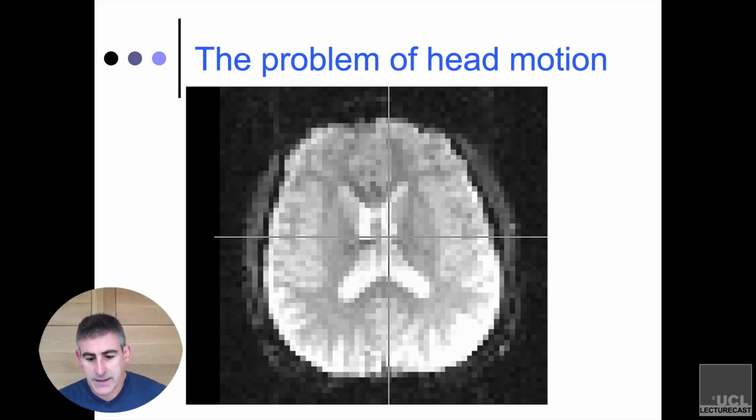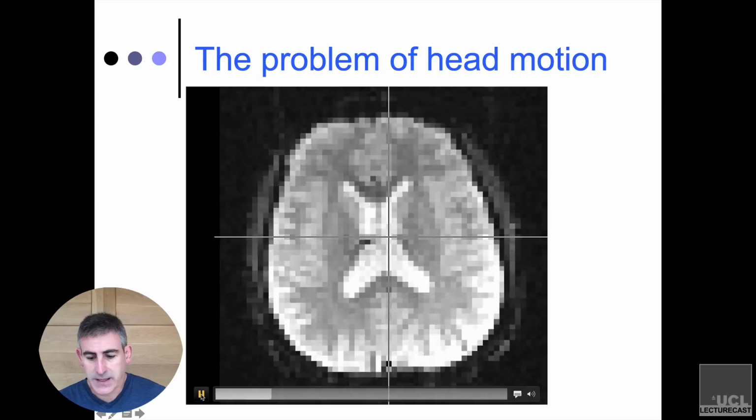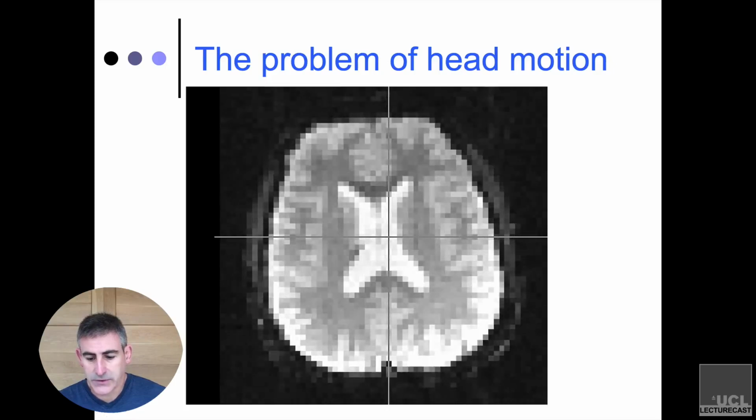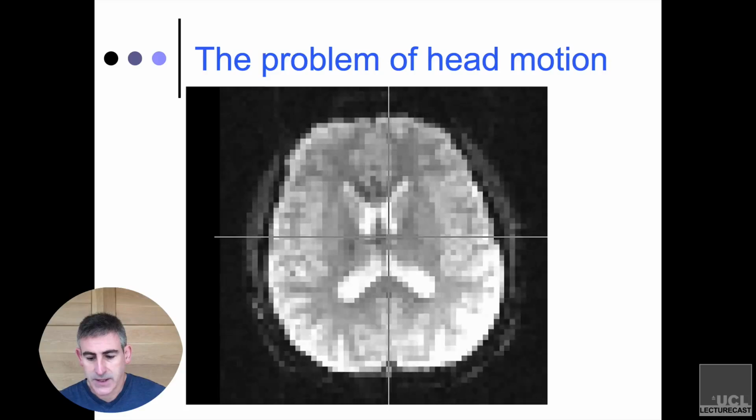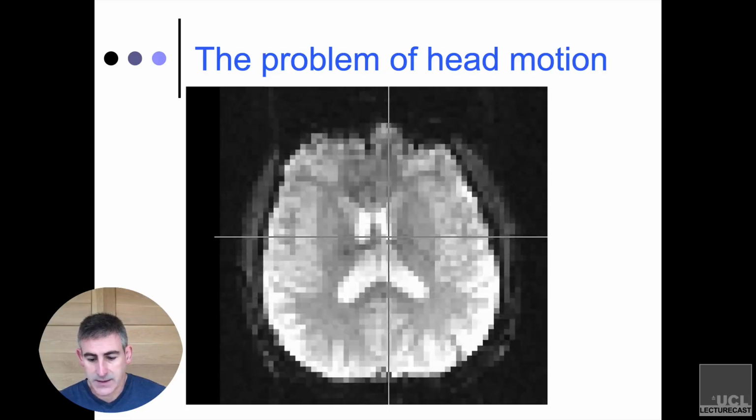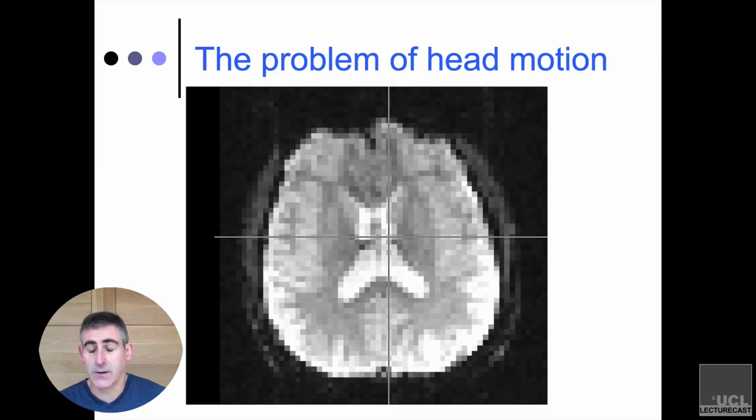So this is another short video. In this case, what we have is an axial slice here. And what I'm going to ask you to do is pay attention to the voxel under the crosshairs, right? Because you can see that it's definitely changing. I mean, this is an example of really bad head movement in this individual.